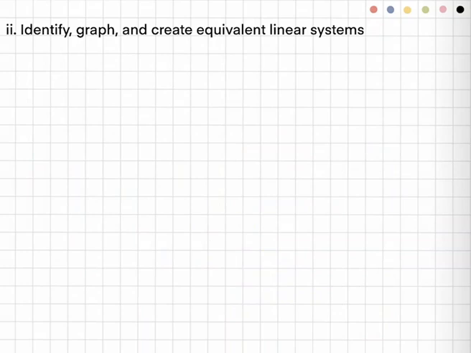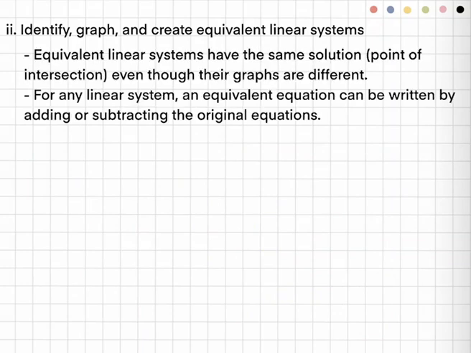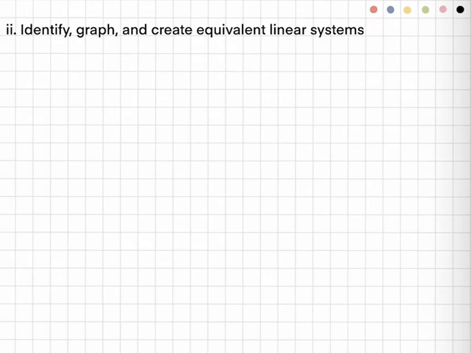Now we're going to move to the second learning goal, which is identifying, graphing, and creating equivalent linear systems. So our notes for this are: equivalent linear systems have the same solution, which means the point of intersection, even though their graphs are different. And for any linear system, an equivalent equation can be written by adding or subtracting the original equations. Okay, so let's give this a try.